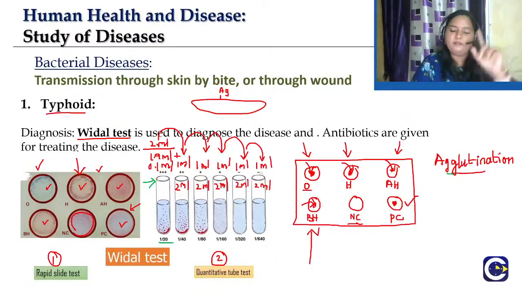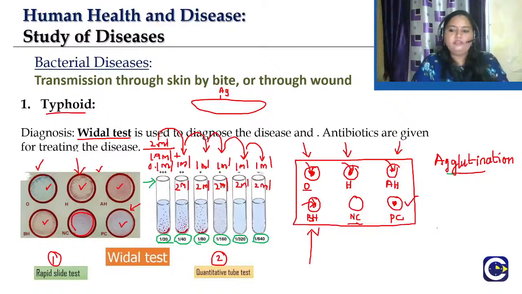Increased by 1 by 20th times. Like in the first one, it is 1 over 20. And in the second tube, the dilution factor has gone to 1 by 40, 1 by 80, 1 by 160, 1 by 320, and 1 by 640.